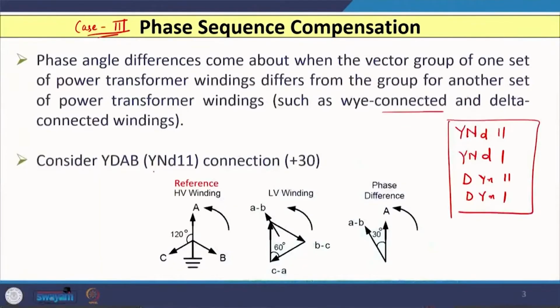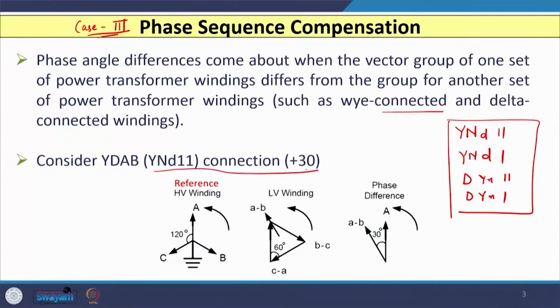So, to see how we can remove the phase shift or achieve phase sequence compensation in the digital relay, let us consider one transformer winding connection or vector group. Let us say it is the star grounded delta 11 connection. So, here you can see that when we consider the star connection with the neutral of that star grounded, the phasors we have are 120 degrees displaced from each other.